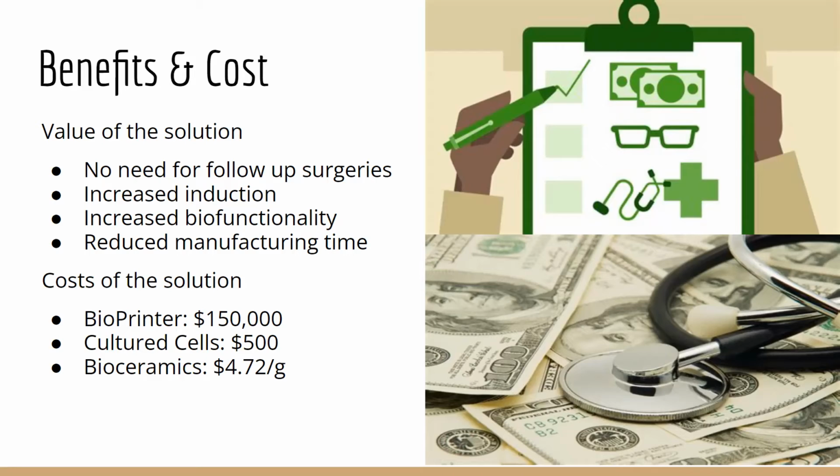Costs of the solution are estimated for the printer is around $150,000 for a 3D biological printer with present technologies. The cost of creating the bioink is roughly $500, which involves culturing the patient's cells, then placing them in an incubator, which slowly mixes the cells into an ink. Bioceramics, hydroxyapatite, and tricalcium phosphate can be purchased for $4.72 per gram, starting at $118 for 25 grams of the powdered reagent.